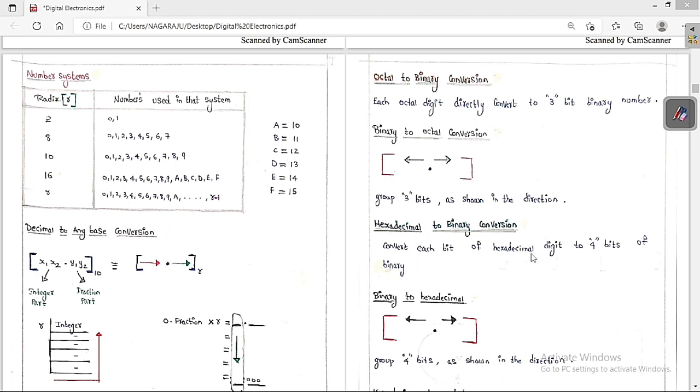So convert each hexadecimal digit to 4 bits of binary. For each and every hexadecimal digit, we represent it by a 4-digit binary number. The overall value that you get is the binary conversion, which is the hexadecimal to binary conversion. So we get an overall binary conversion.